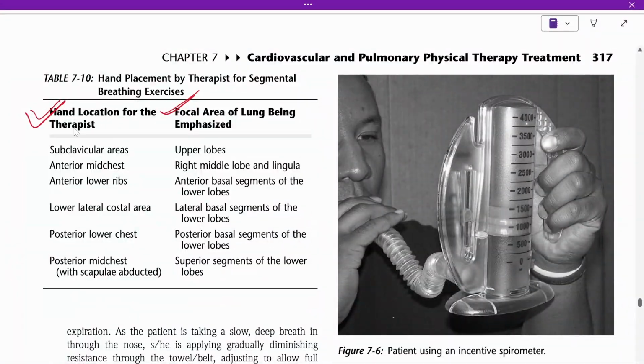Hand location for the therapist and focal area of lung being emphasized. Hand location: subclavicular areas, upper lobes, anterior mid chest, right middle lobe and lingula, anterior lower ribs, anterior basal segments of the lower lobes, lower lateral costal areas, lateral basal segment of the lower lobes, posterior lower chest, posterior basal segment of the lower lobes, posterior mid chest with scapula abducted, superior segment of the lower lobes.